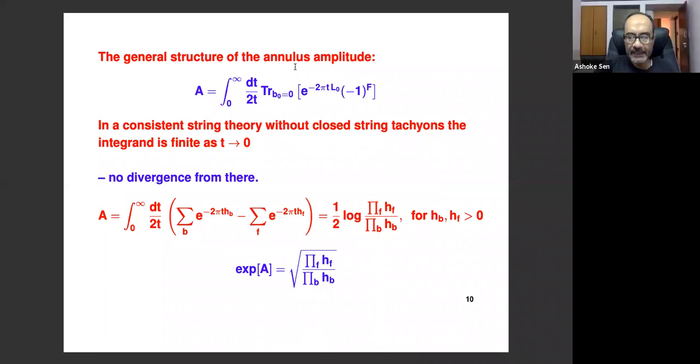So this is the general structure of the annulus. L0 is the standard Virasoro generator. This is in the open string sector. So this trace is taken over the open strings that live on the D-instanton.